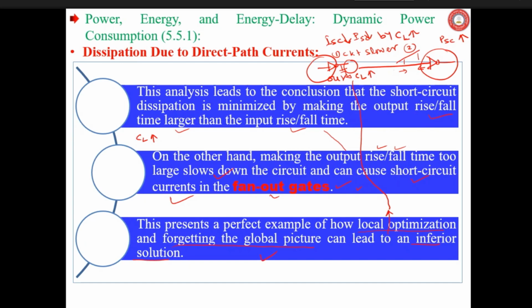So this presents a perfect example of how local optimization and forgetting the global picture can lead to an inferior solution. Means you cannot think only of your gate, that my circuit is consuming less dynamic power. You are optimizing, but you have to consider the other gates which are going to be driven by this gate also. Globally, you have to think.